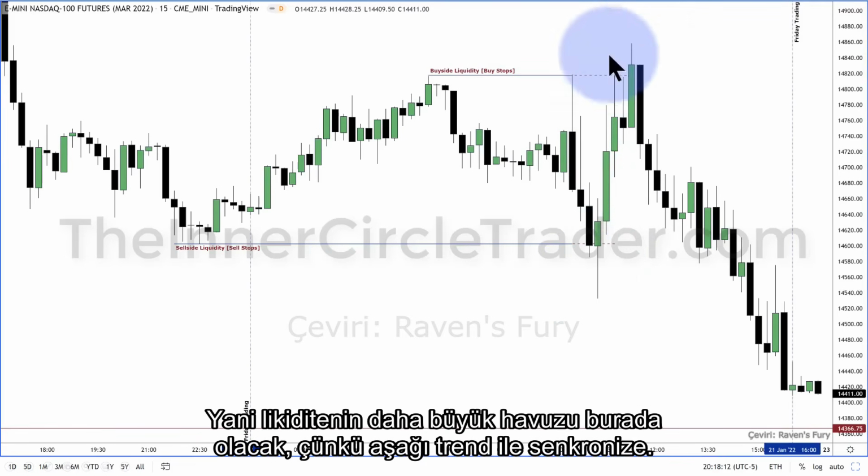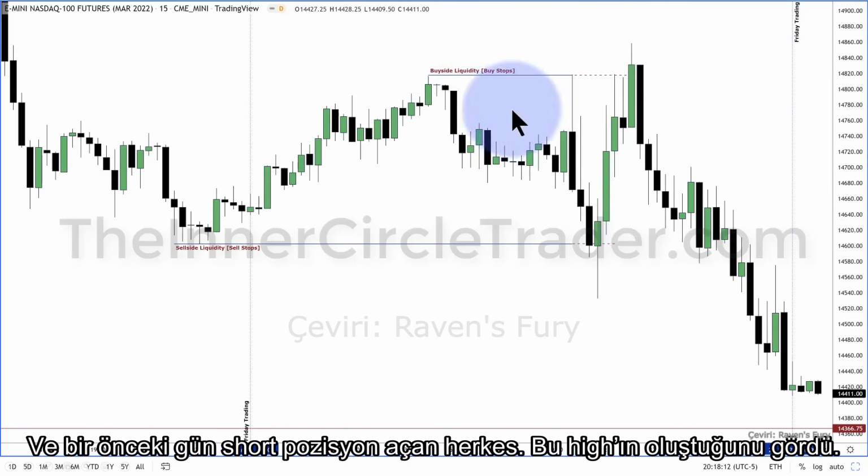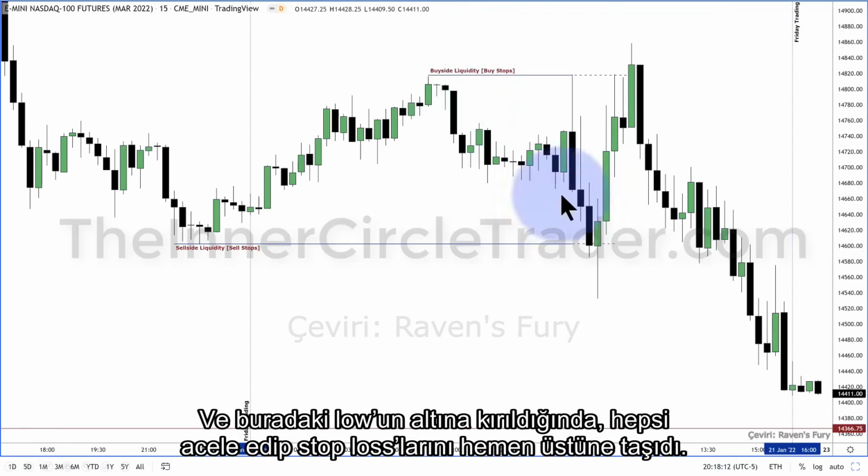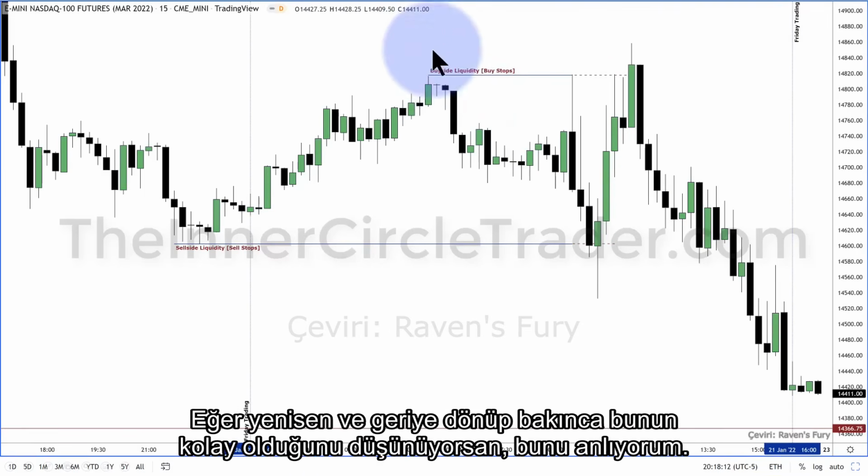So the larger pool of liquidity is going to be resting here because it's in sync with the downtrend, and everybody that was short the day before, they seen this high form, and once it broke below this low here, they all rushed and trailed their stop loss right above that.